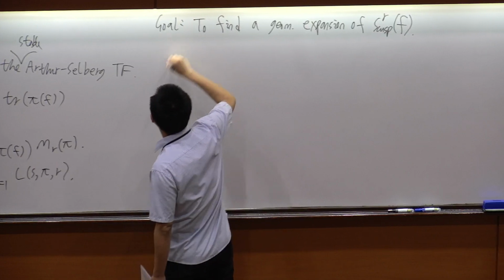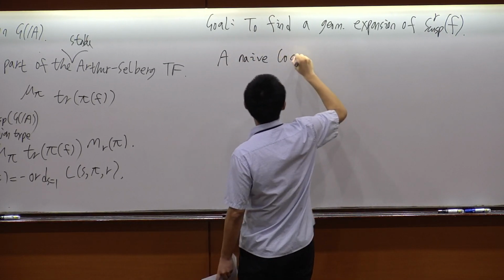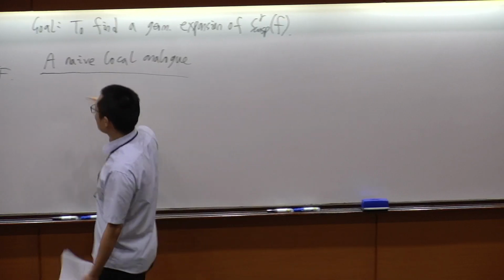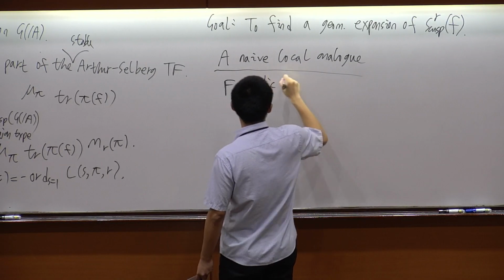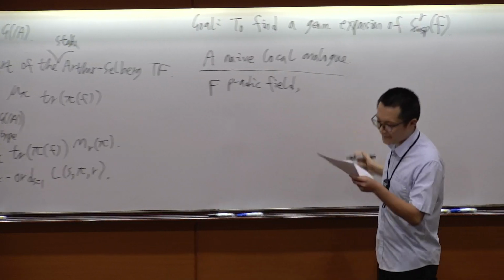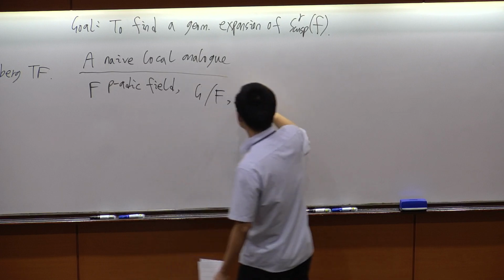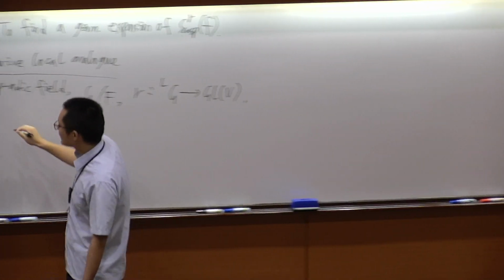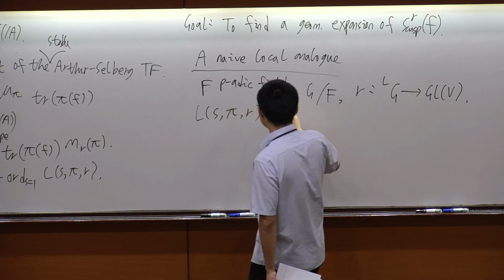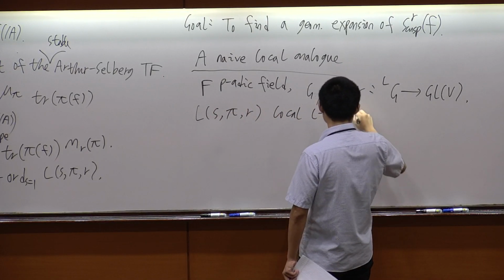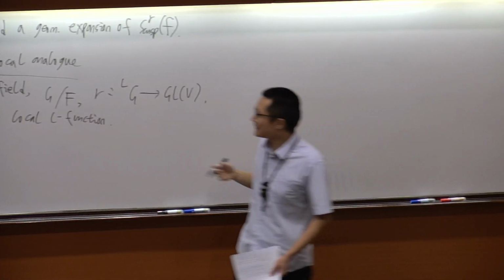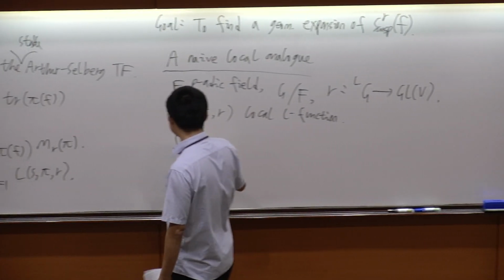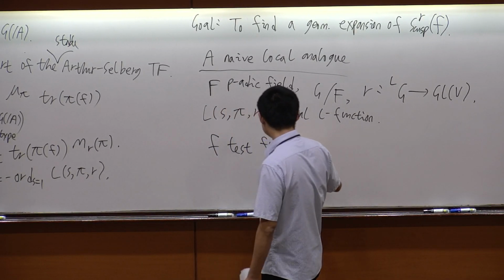Now let's talk about a naive local analog. Let F be a p-adic field, G still defined over F, and R a finite dimensional representation of the L-group still. But this is local, so L(s, pi, R) will be the local L-function. For example, you can define it via the local Langlands correspondence if it is proved for this group G. And don't worry, in a moment we'll move to GL_N. Let f still be a test function on G.